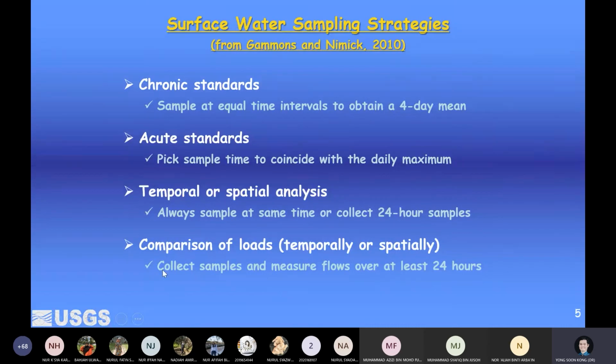And then lastly, comparison of load, temporal or spatial. Oh, just now I forgot. Spatial analysis is the objective of this monitoring plan is to see how far the pollutants has spreaded. So that is the difference between temporal and spatial analysis. So these are the examples of the monitoring plan that possibly can come up.